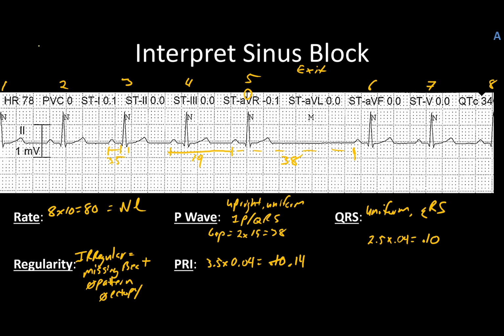So this really is just sinus rhythm with sinus block. And doesn't that just sound better than saying sinus rhythm with a missing beat or missing beats? Now you can specifically hone in on what type of problem you're encountering.